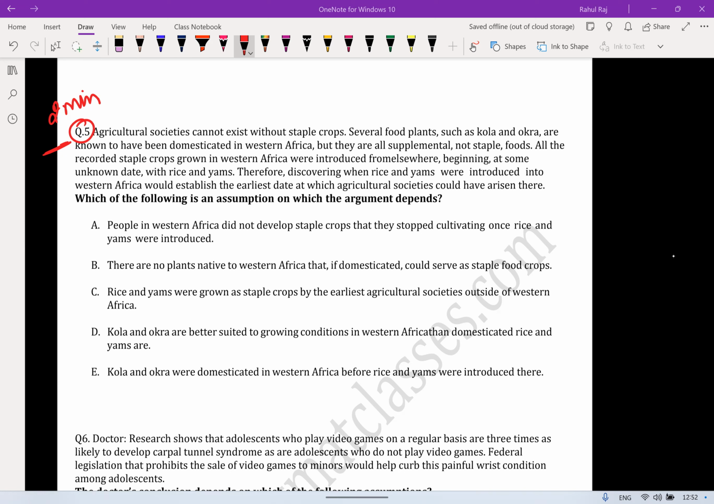Answers, please. E. How come E, Mrinal? The passage is not discussing cola and okra at all. They are only discussing the staple crop. Ankit, B.